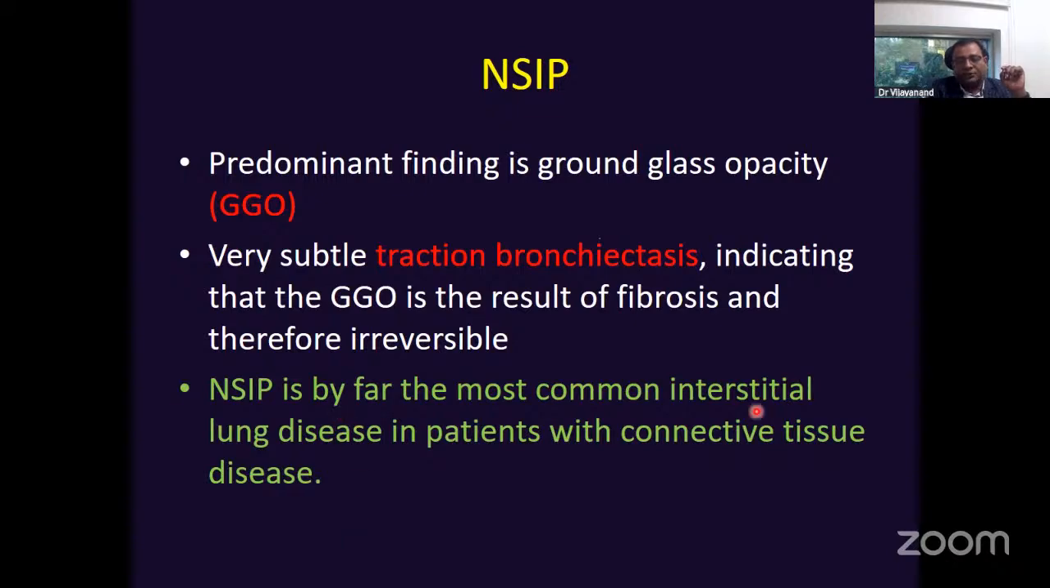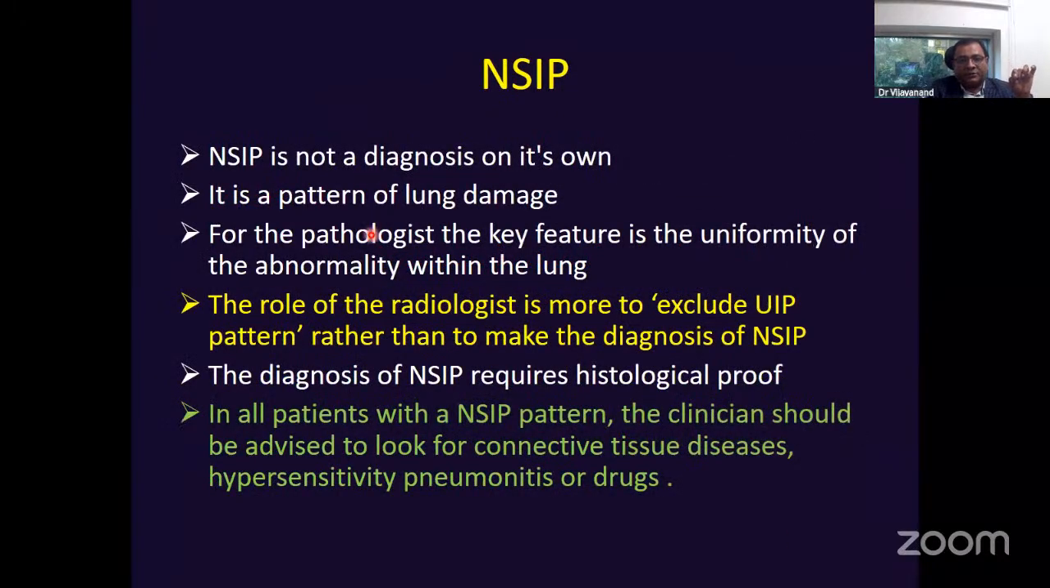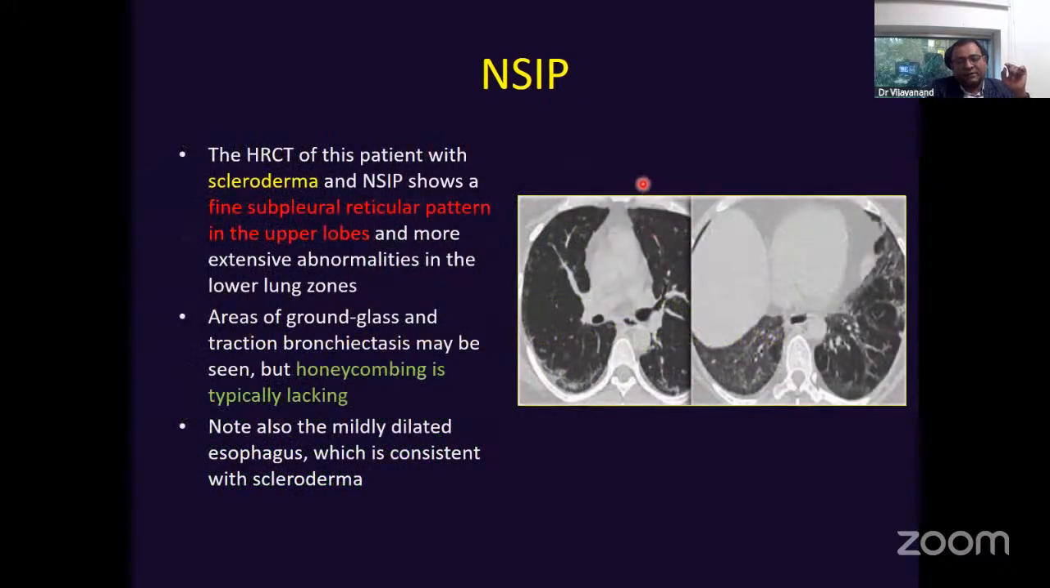NSIP is by far the most common interstitial lung disease in patients with connective tissue diseases. These are the important pointers you need to remember. It's not a diagnosis on its own. It's a pattern of lung damage. For the pathologist, the key feature is the uniformity of the abnormality within the lung. The role of the radiologist is more to exclude a UIP pattern rather than make a diagnosis of NSIP, and the diagnosis of NSIP requires histopathological proof. In all patients with NSIP, the clinician should be advised to look for connective tissue diseases, hypersensitivity pneumonitis, or the role of any drugs. So what are the findings on HRCT in NSIP?